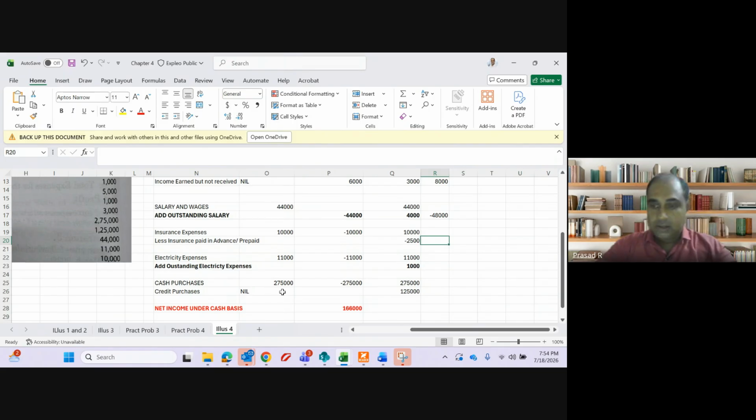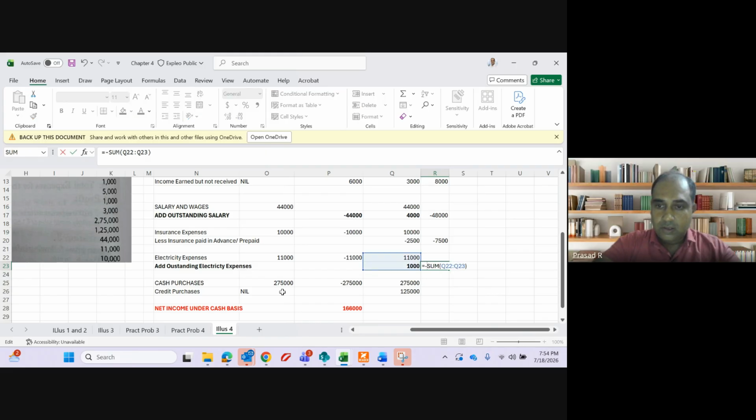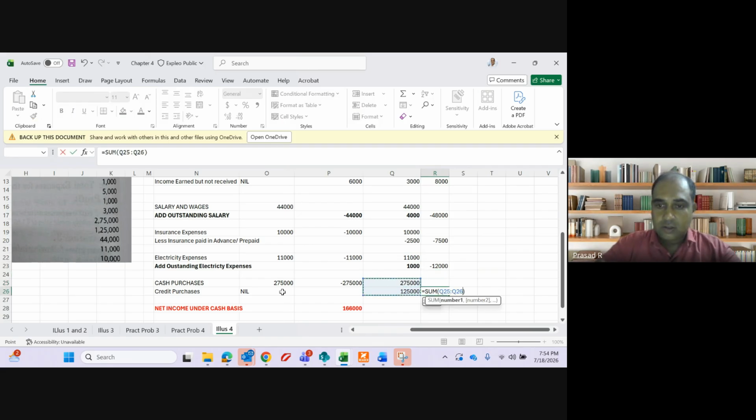Insurance is how much? 7,500. I will put it as negative. Minus 7,500. Very good. Electricity expenses is how much? Minus 12,000, sir. Fantastic, guys. And purchases is how much? 4 lakh. I will put it as minus 4 lakhs.